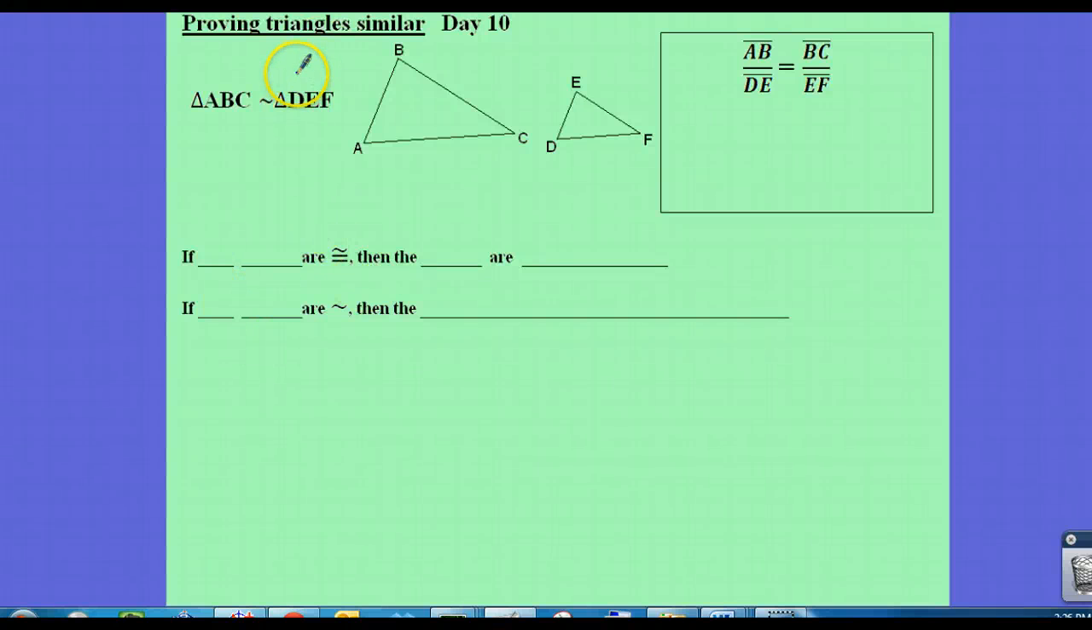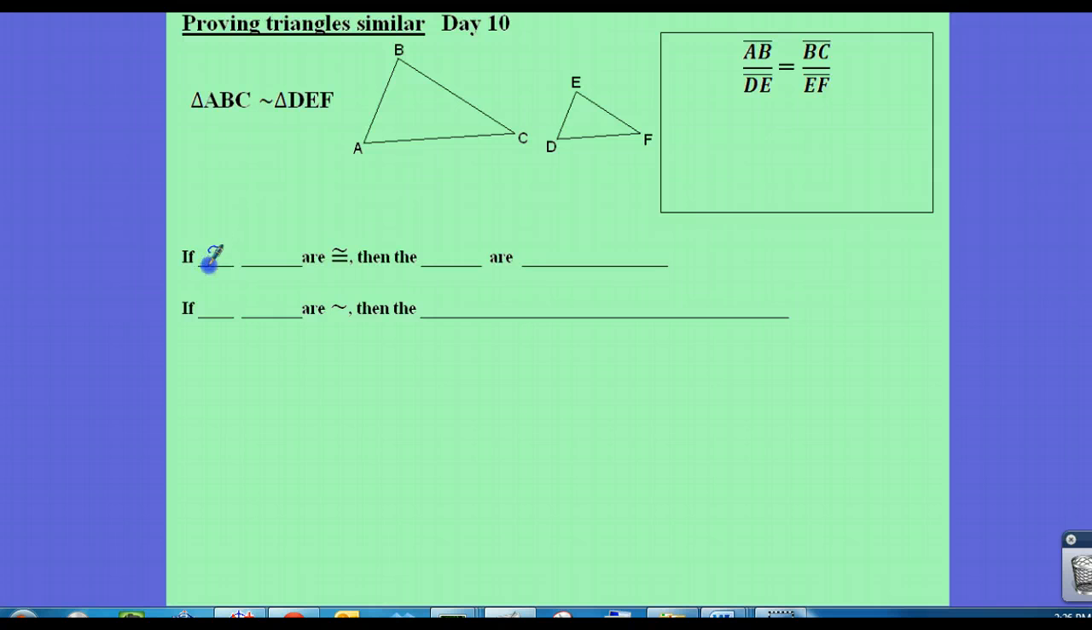Well, good afternoon. Today we are going to work on proving triangles similar, day 10. As you can see here, triangle ABC is similar to triangle DEF. So let's look at a couple of things down here that show us similarity in triangles.